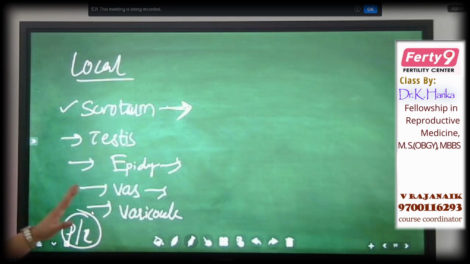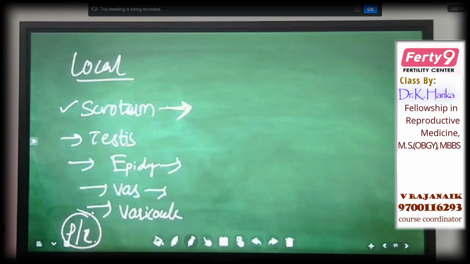This is the basic examination. Whenever you examine locally, you have to look at the scrotum. In the scrotum, what will you check? Testis, epididymis, vas deferens, varicocele. The bag of worms is varicocele. Whether the testis is present unilaterally or bilaterally, and if present, whether it is normal in size or atrophied. And any epididymal thickening, vas thickening, everything you have to make out.